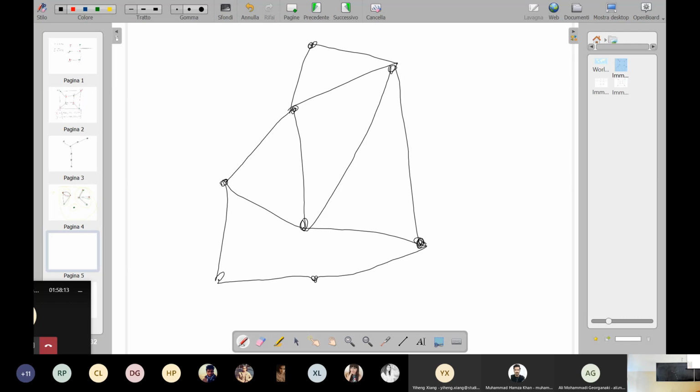Let's do something like this. We have then U. Let's put another one. And we have V, okay. And then I have a path. I'll give names to the edges while I go.